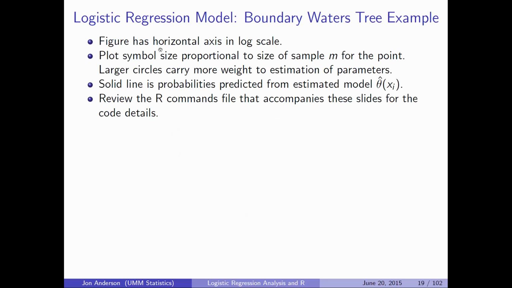Notice on that figure that the diameter was in log scale. The plot symbols there were proportional to how much data there was for that diameter. Larger circles had more data and more weight to estimate parameters. And the solid line in that graph is the model prediction. You can take a look at the commands that made this file on our Moodle site just below these overheads.